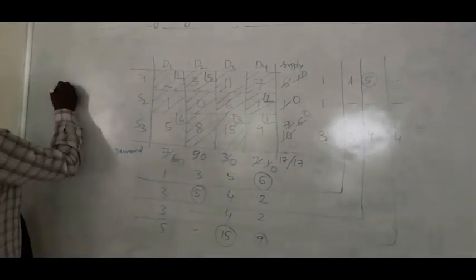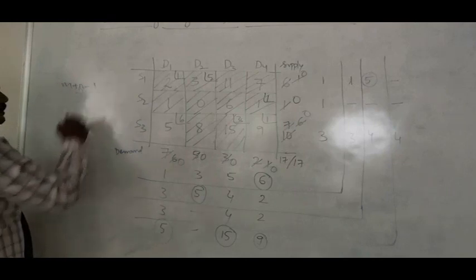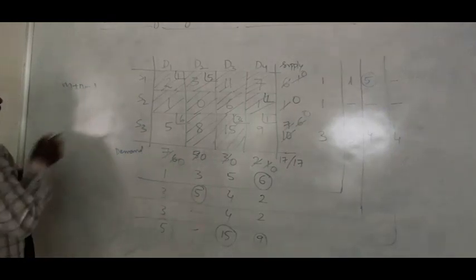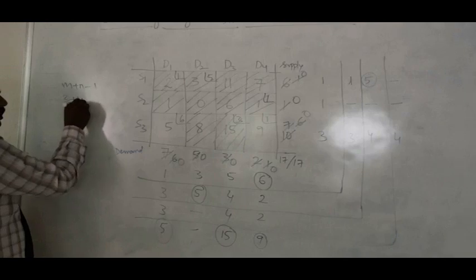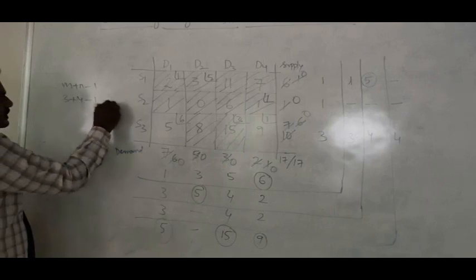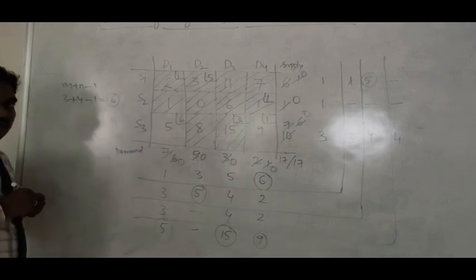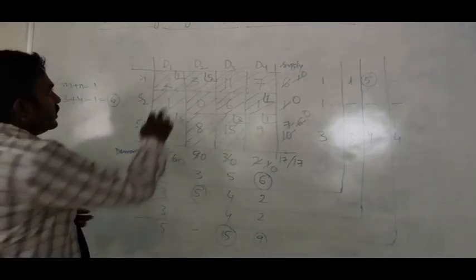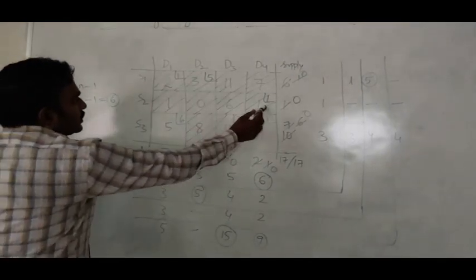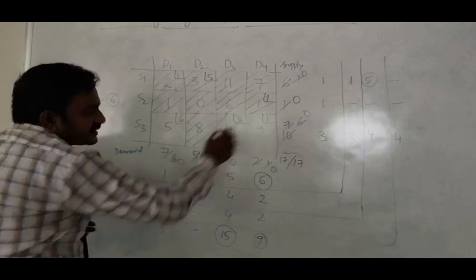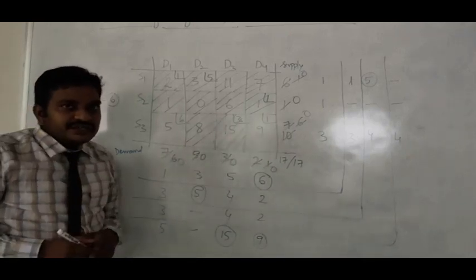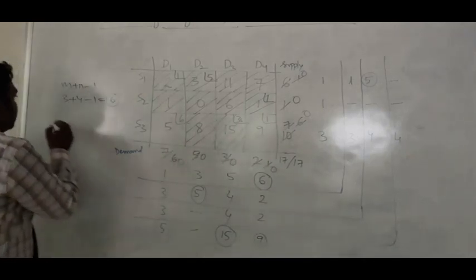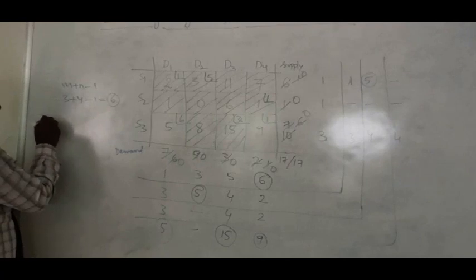Now here, m plus n minus 1 gives the total allocations. Here 3 rows are there, 4 columns, minus 1, that equals 6. This is the total number of allocations you need to get. Here 1, 2, 3, 4, 5 and 6. The initial verification is over. Now find out the total transportation cost.